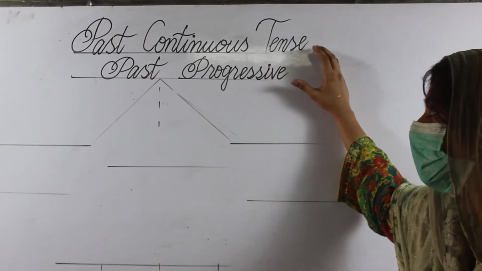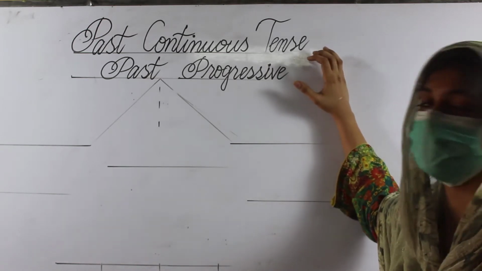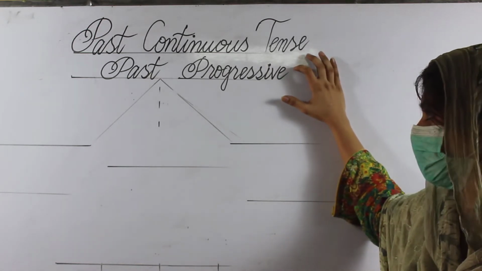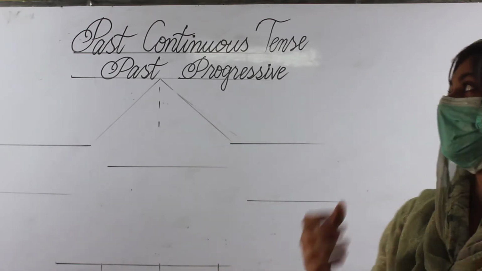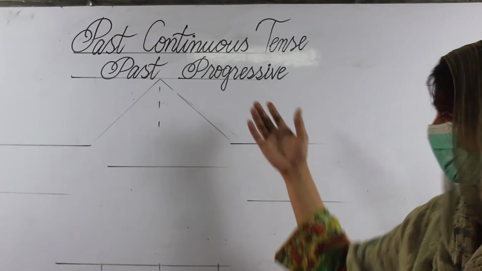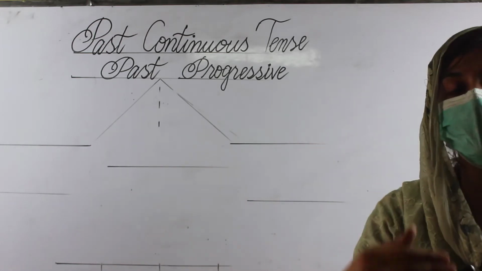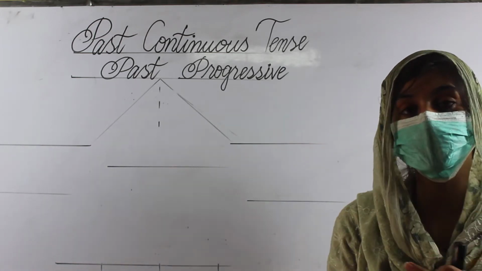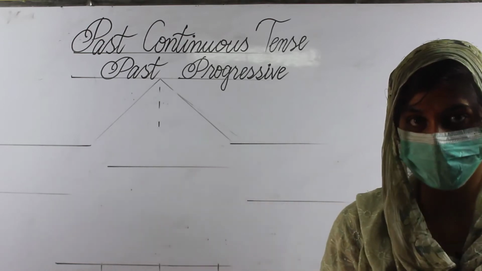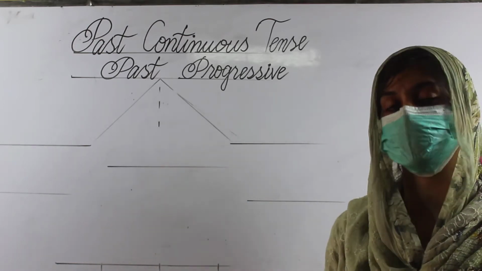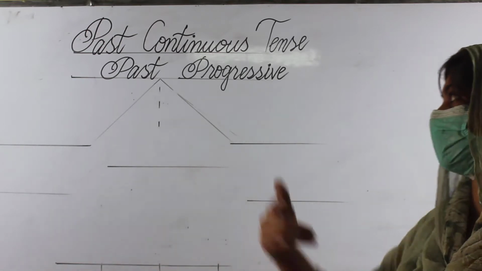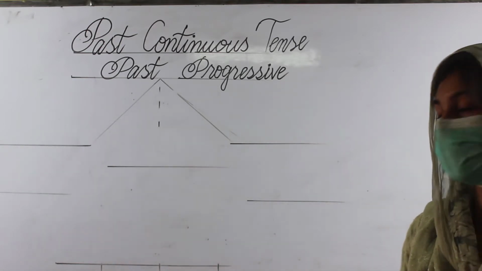First of all, we can call the past continuous tense the past progressive tense. That is another name. The past continuous tense, past progressive tense, means something is happening, something is continuing, but not right now. It happened in the past. Something was happening in the past, not in the present. So we can say that this one is a past continuous tense.